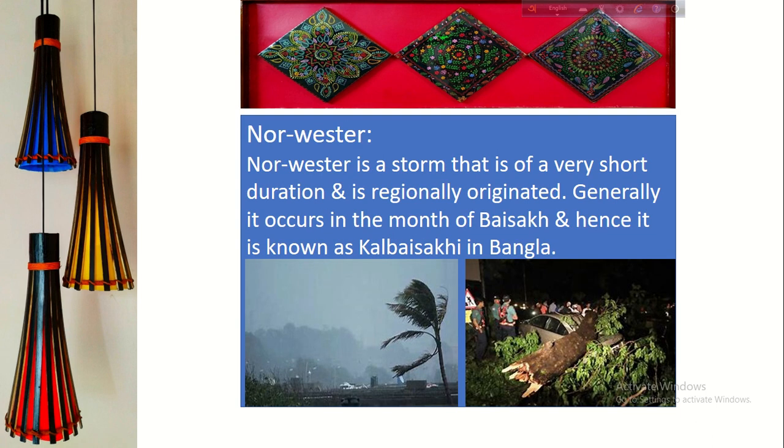Now, nor'wester. A nor'wester is a storm of very short duration and is regionally originated. Generally, it occurs in the month of Boishakh, and hence it is known as Kal Boishakhi in Bangla. A nor'wester is a regionally created storm which is not as speedy as a cyclone or tornado, and this storm appears from the northwest. It occurs more or less every year in our country, and it uproots big trees and can blow away tin shed homes.